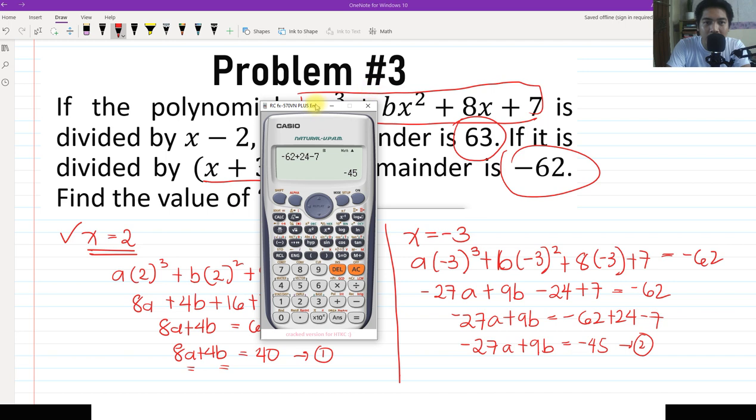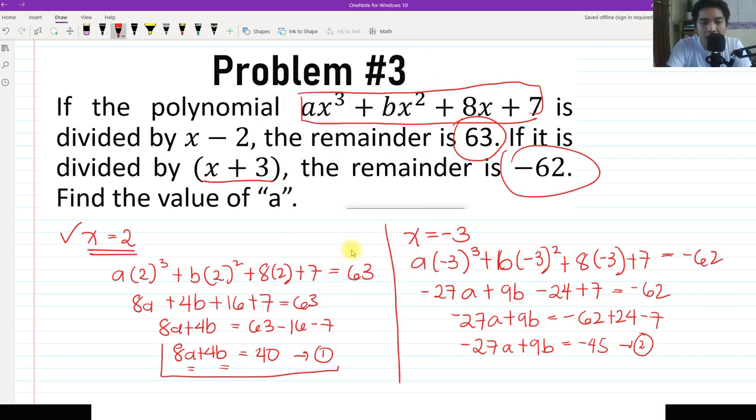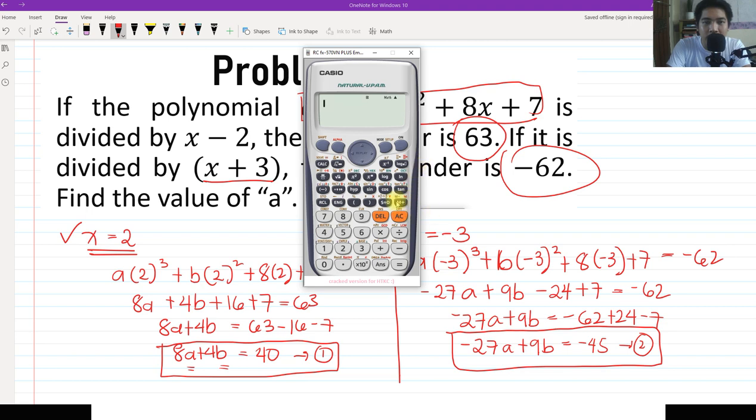Now we can input it in our calculator: equation 1 and equation 2. We are asked to find the value of a. So mode 5, 1. For equation 1, we have 8, 4, and the constant is 40. For equation 2, we have negative 27, then 9, and then negative 45.